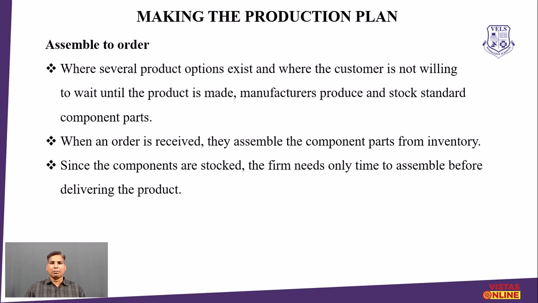Next one, the production plan under assemble to order, which means the production department manufactures all the products according to their plan. They won't do any assembly. Whenever they receive orders, then based on the order they immediately assemble all the components from inventory. Immediately they deliver the products to the customers.